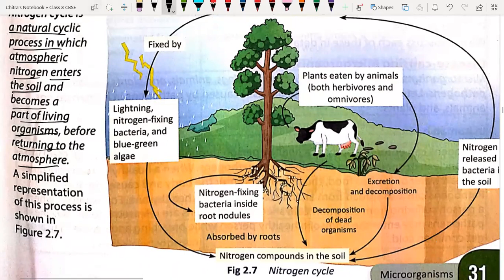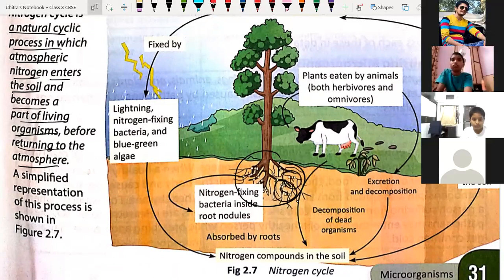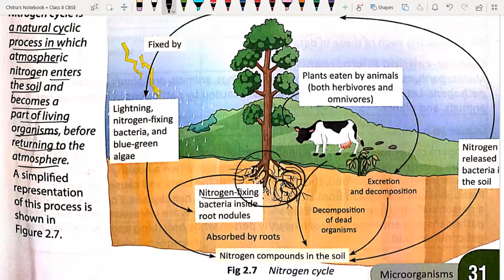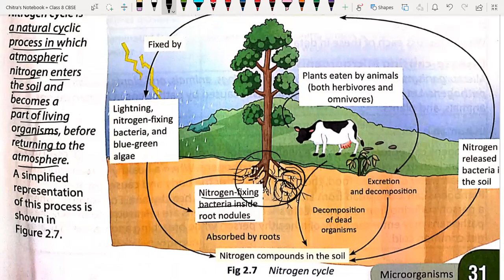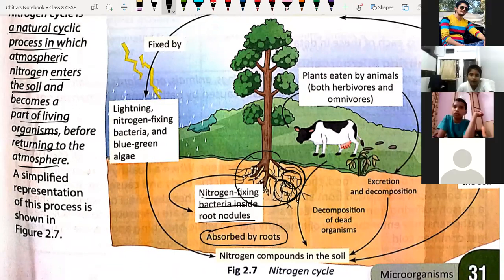See, here we have the plant. Here we have the rhizobium bacteria. They generally grow in these root nodules, as you can see here. So nitrogen fixing bacteria are present inside the root nodules and they fix the nitrogen. Then that nitrogen is absorbed by the root of the plant and enters the life cycle, meaning nitrogen compounds in the soil.